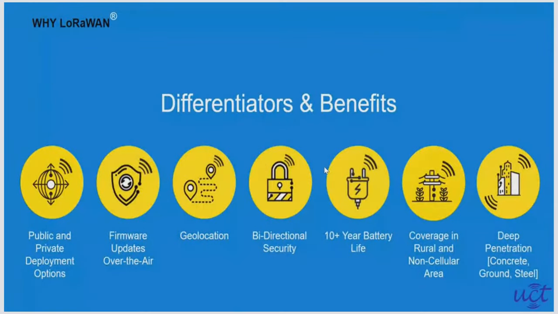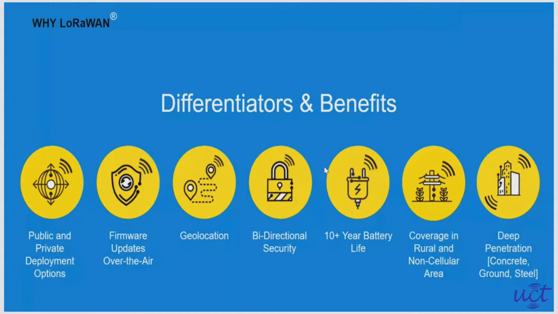So what are the differentiated benefits of a LoRaWAN network? It can be a public network or a private network. Devices can get over the air updates. There is geolocation and tagging, and it is a highly secured network. It works on AES 128 bit encryption, and it is a battery powered system, so it can run 10 plus years on a single battery, and it provides very good range in rural and non-cellular areas.